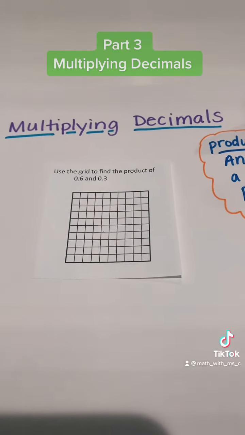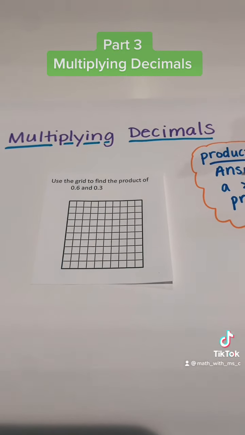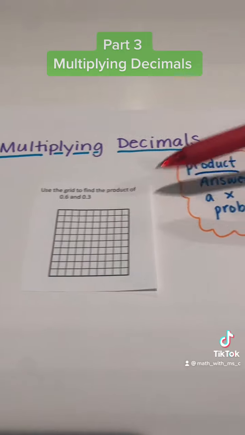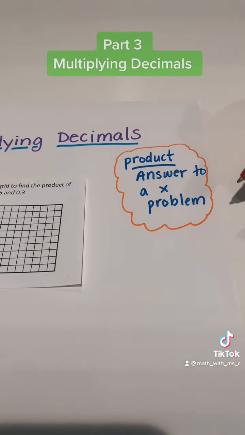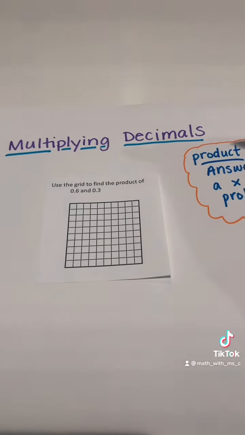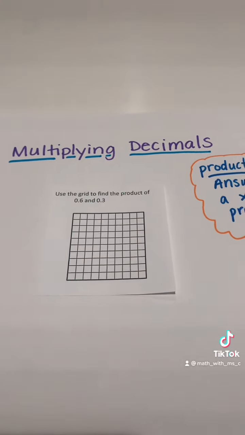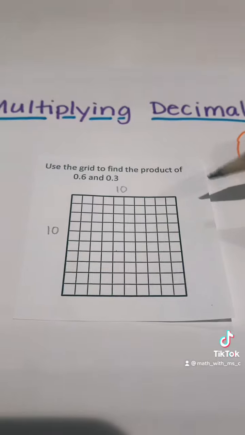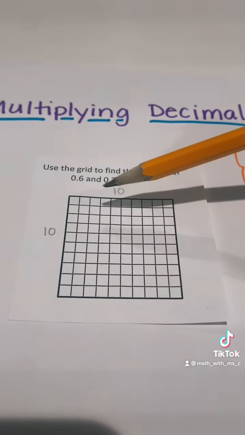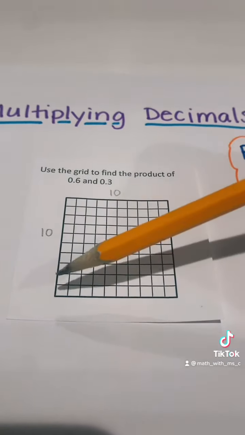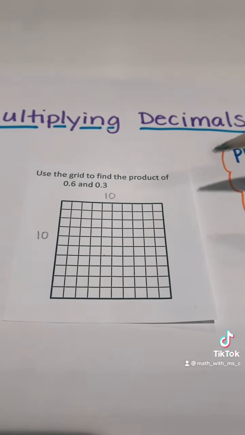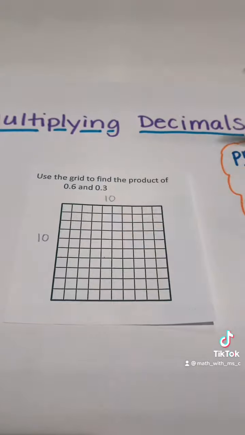The question's asking, use the grid to find the product of 6/10 and 3/10. Don't forget that product is an answer to a multiplication problem. So let's look at this grid. How many little squares are on this grid? I counted 10 squares going across, 10 squares going down, which means I can do 10 times 10. There are 100 little squares in the grid, or you could count each one. But the fast way is just multiplying 10 times 10.